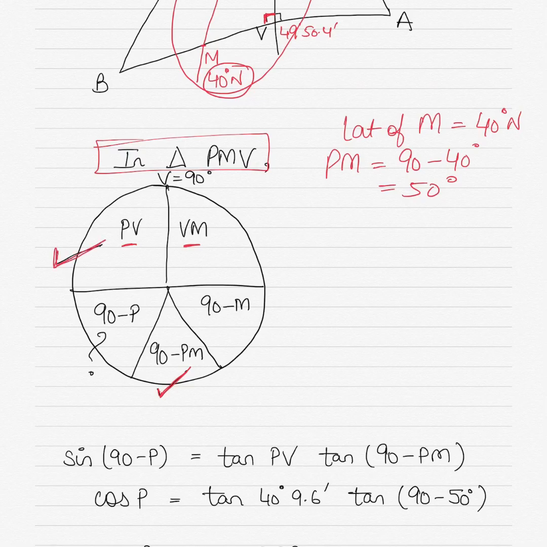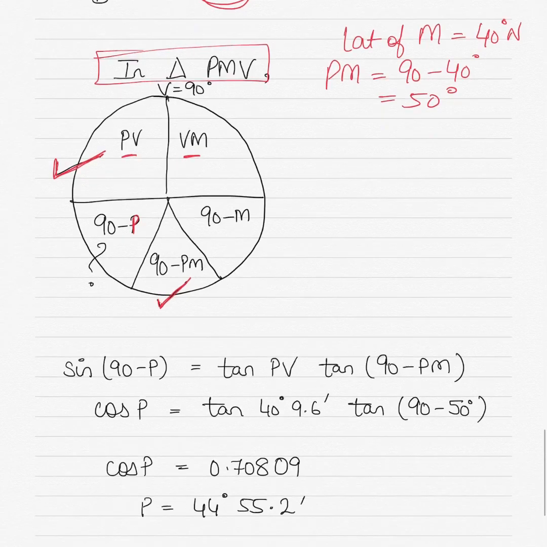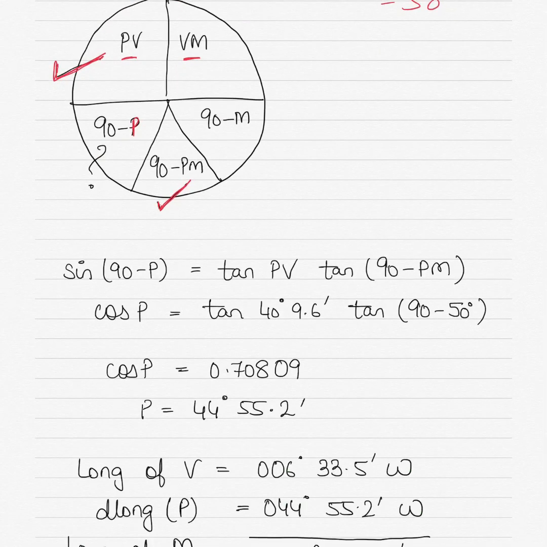And then we know PV, we have calculated PV before. All we have to do is find P, because P will give us the D long between position M and the position of the vertex. So I'm just calling it position M. You can call it anything you want. This is not an international notation, right? So what we know is two things and we have to find the middle. In this case, sine 90 minus P becomes the middle part, and the adjacent values next to it become tan of PV and tan 90 minus PM.